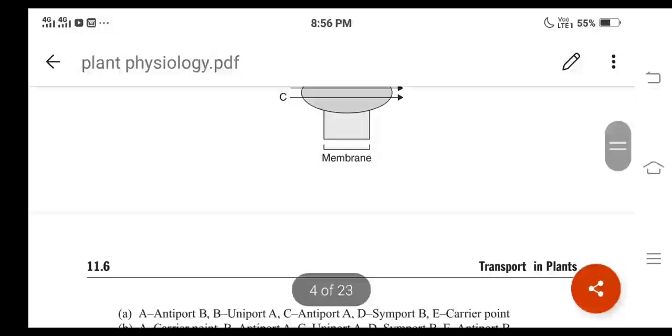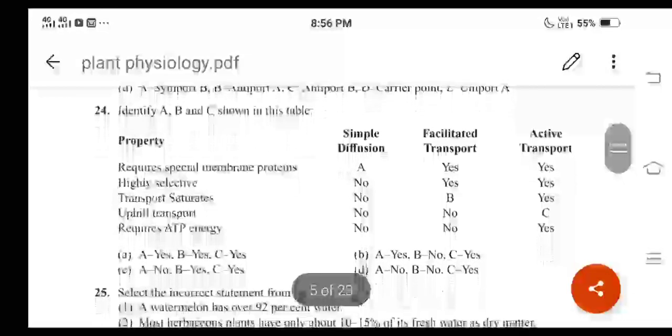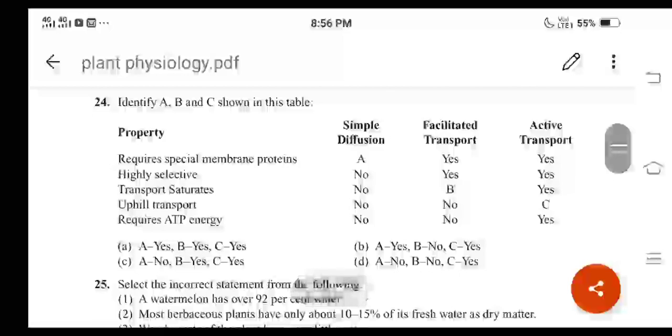Okay. Then question number 24. What is there? Identify A, B, and C shown in this table. Okay. And what this table shows, already we have studied about this table. It explains about the comparison of different transport mechanisms, right?